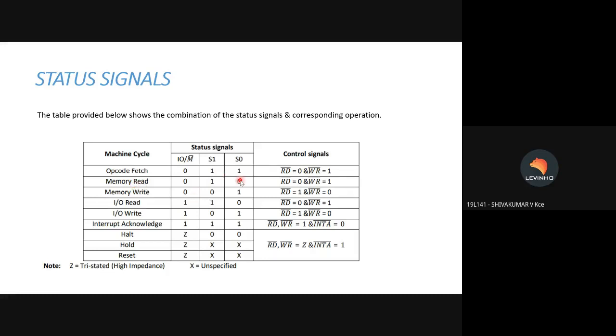During memory write operation, same scenario. IO/M bar goes low and the read bar is low. Read bar is high and the write operation takes place. During the input output read operation, IO/M gets active high, so that it can perform the input output read operation from the IO devices, as well as input output write operation. Interrupt acknowledge is a special kind of signal.